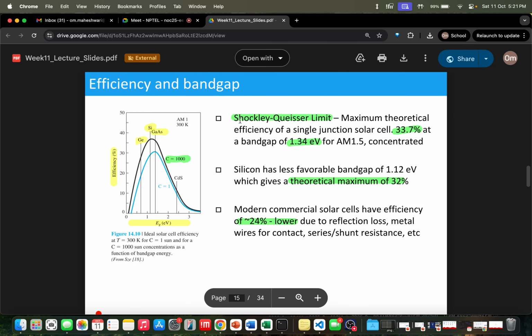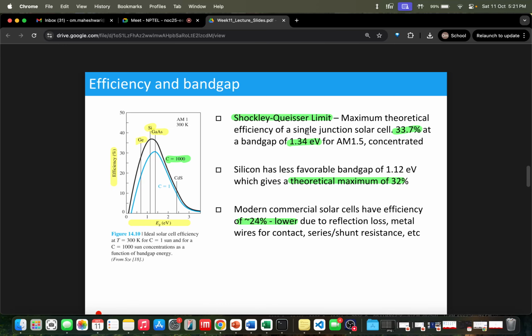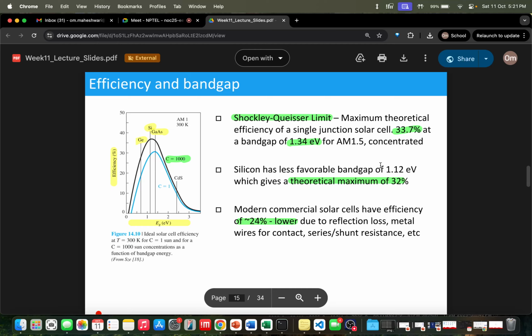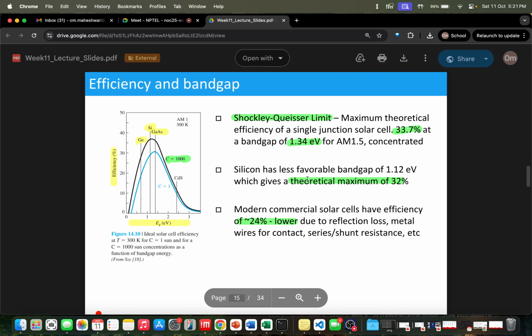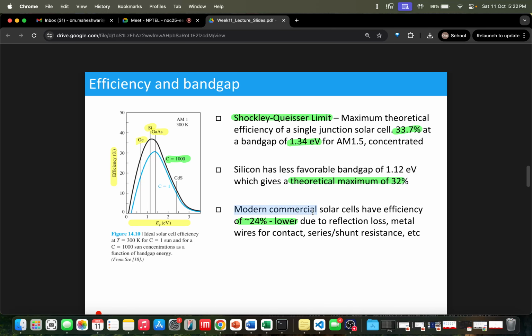Efficiency and bandgap. The maximum theoretical efficiency of a single solar cell is 33.7% at a bandgap of 1.34 electron volts. Silicon has a less favorable bandgap of 1.12, with a theoretical maximum efficiency of 32% only. And modern commercial solar cells have an efficiency of 24% due to reflection loss, metal wire contacts, emission resistance, etc.